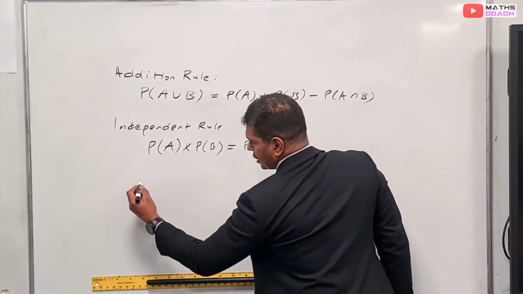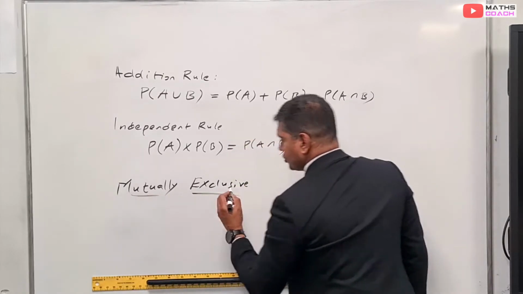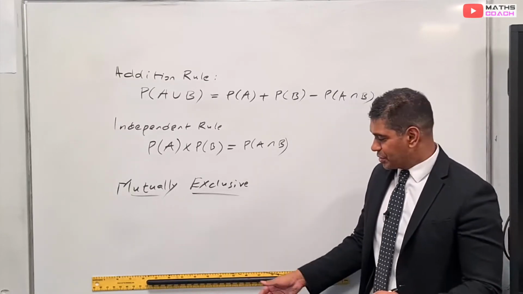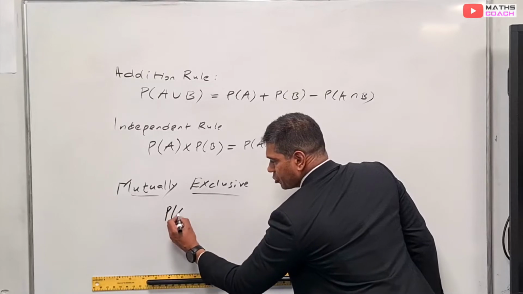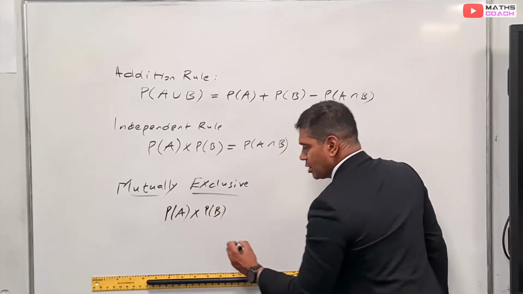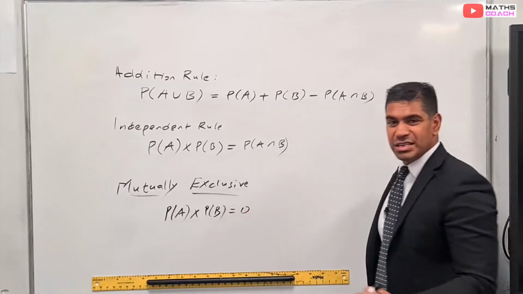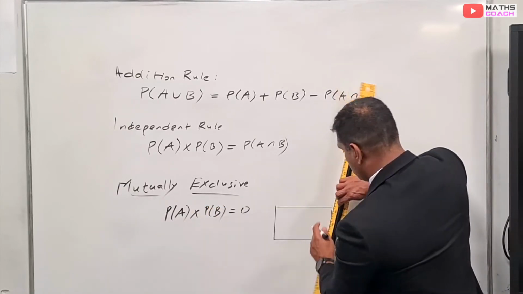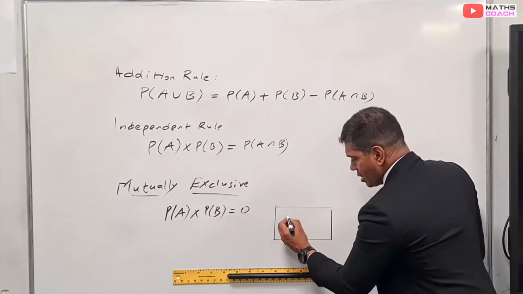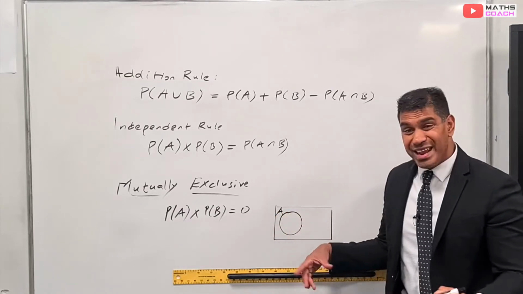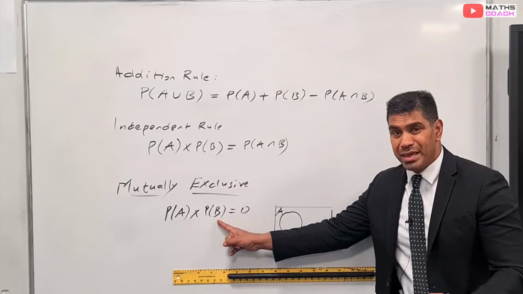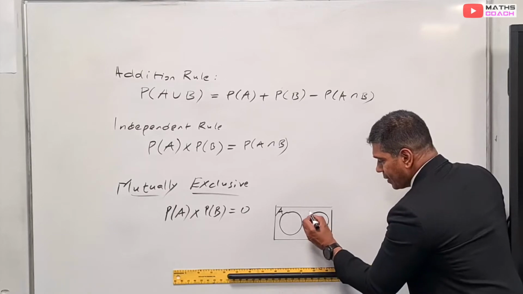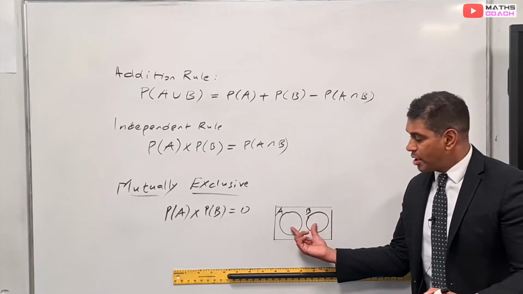Third rule we need to know, mutually exclusive. Now, what does that mean? Well, this is when two events cannot happen at the same time. So when that happens, we have probability of A and B equal to zero. Now, what does that mean logically through a Venn? Well, if I draw a Venn diagram to associate events A and B, if event A is mutually exclusive to event B, in other words, cannot occur at the same time, this is the only time that A and B would have separate circles.